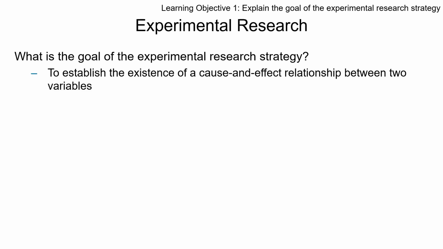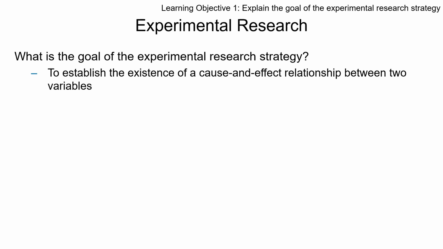What were experimental also called? They were called causal studies. So the goal of experimental research is to establish the existence of a cause and effect relationship between 2 variables. Pretty self-explanatory, and you'll recall those things that you require, that you've got temporal precedence, that you've got a relationship, and that you've controlled other things. Well, that's what we're going to look at throughout this, is doing those things.